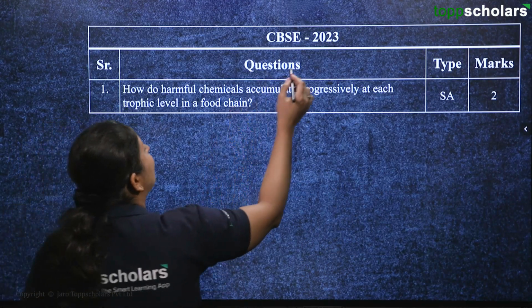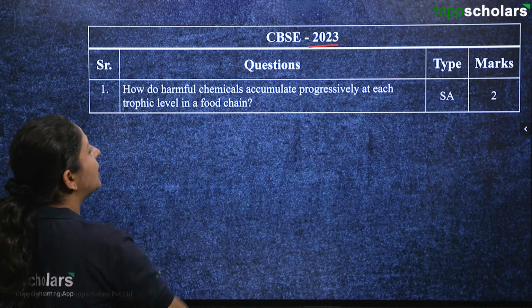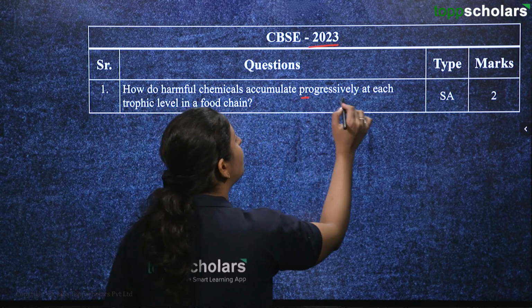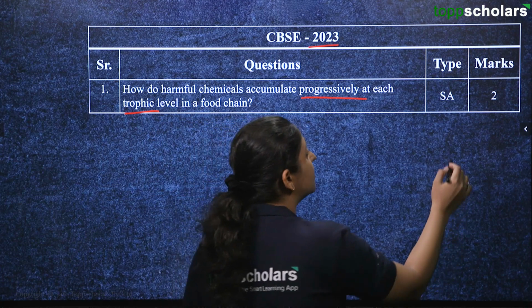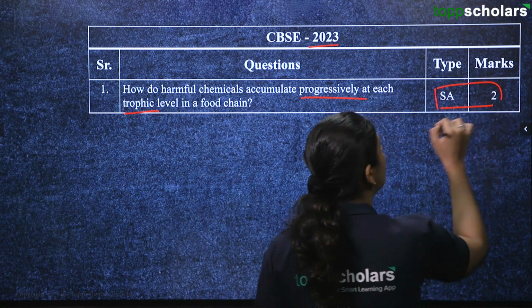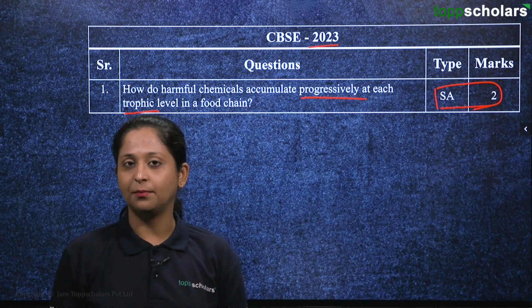From the recent paper of 2023, what do we have here? How do harmful chemicals accumulate progressively at each trophic level in the food chain? A short answer question holding 2 marks for you. Up till now students, you must have understood the pattern. Very few concepts are repeated here.